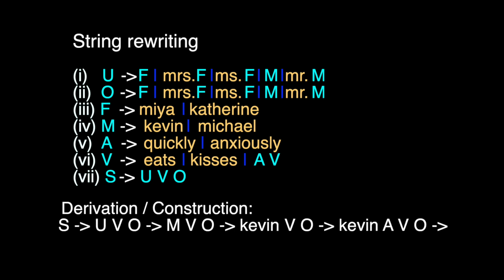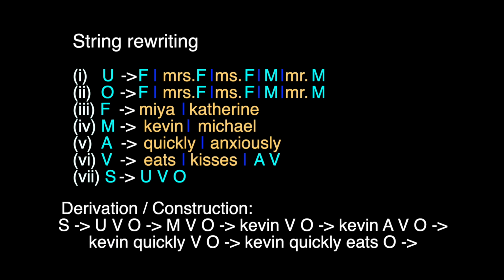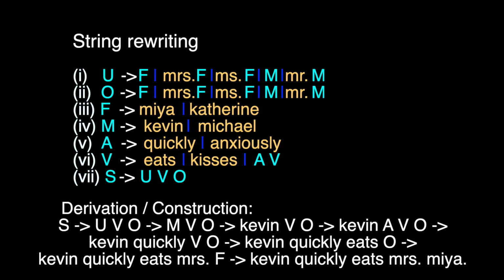S can be turned into UVO, can be turned into MVO, can be turned into Kevin VO, can be turned into Kevin AVO, can be turned into Kevin Quickly VO, can be turned into Kevin Quickly Eats O, can be turned into Kevin Quickly Eats Mrs. F, can be turned into Kevin Quickly Eats Mrs. Mia. This derivation can then be checked by a machine.